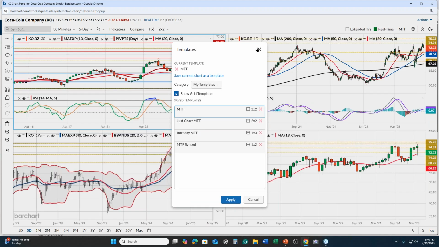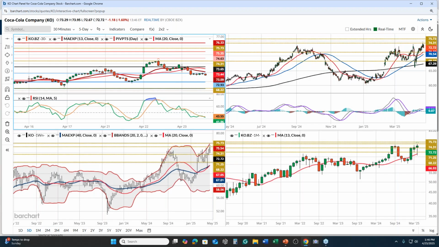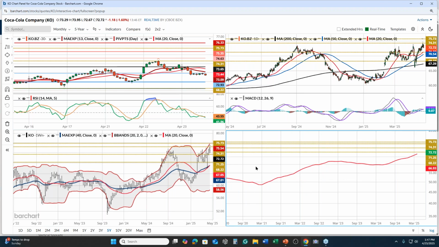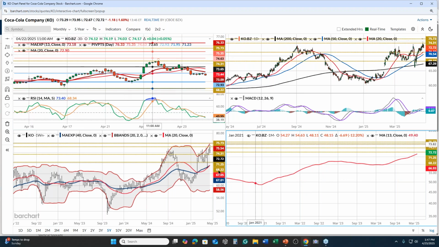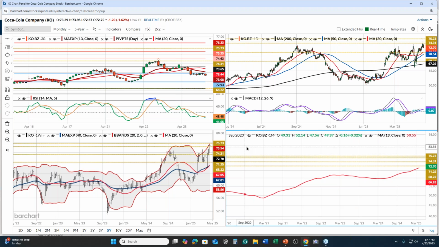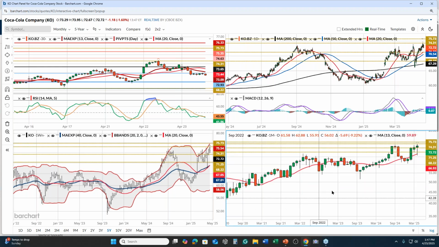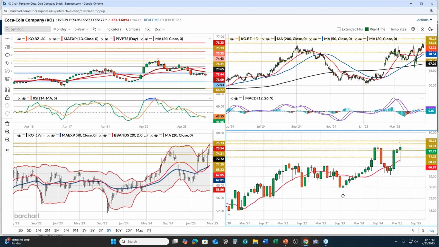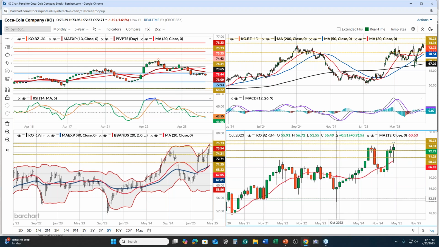And this is a 2x2. In other words, here are 4 time frames. Let's start in the lower right-hand corner. This is my monthly time frame. Again, this is more of my big picture. Oops, I actually turned off the price. Again, this is just going to give me that range of probability.